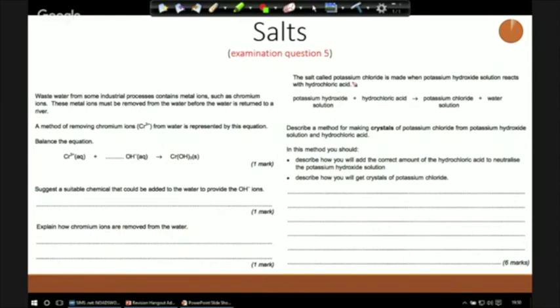Now, this is how they tend to ask salt questions. It's a 6-marker. In the real exam, you'd have a lot more space here. I've taken it out just to fit it on the screen. The salt called potassium chloride is made when potassium hydroxide solution reacts with hydrochloric acid. Describe a method for making crystals of potassium chloride from potassium hydroxide solution and hydrochloric acid. In this method, you should describe how you will add the correct amount of hydrochloric acid to neutralize the potassium hydroxide solution, and describe how you're going to get the crystals.